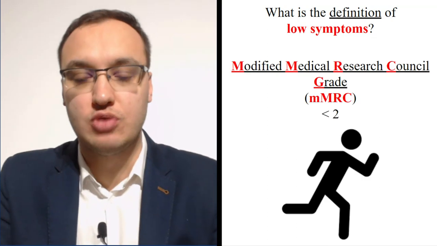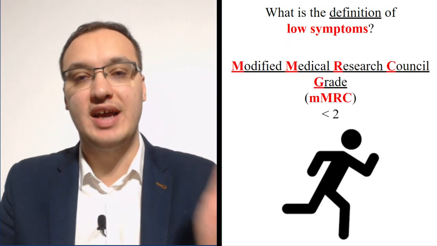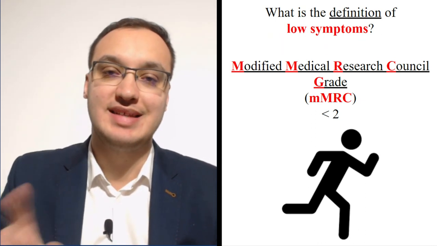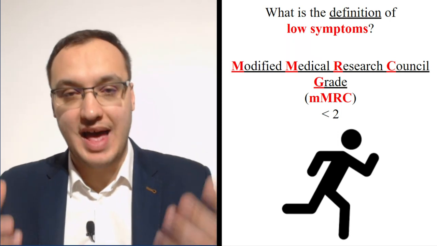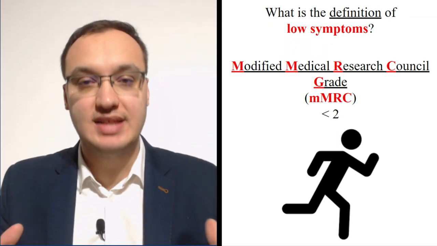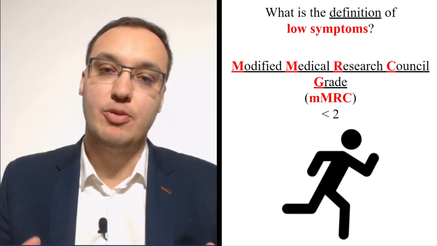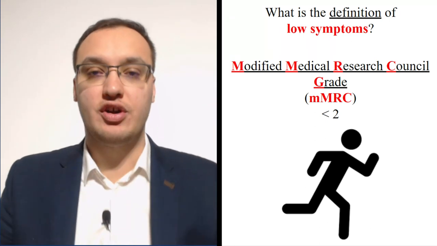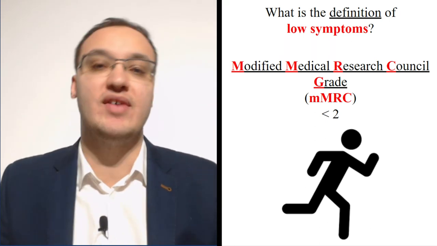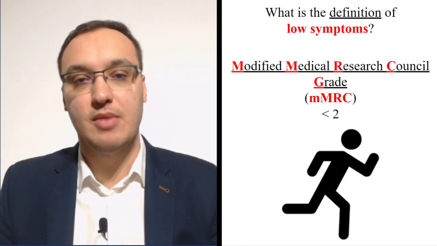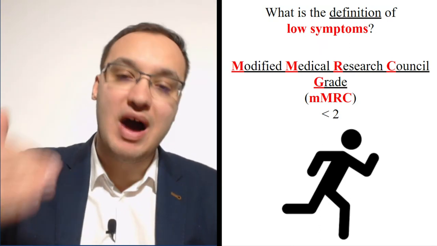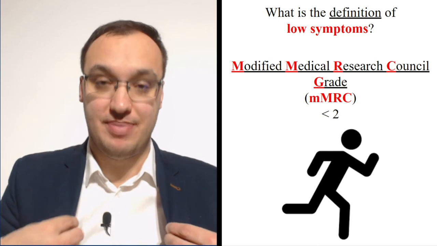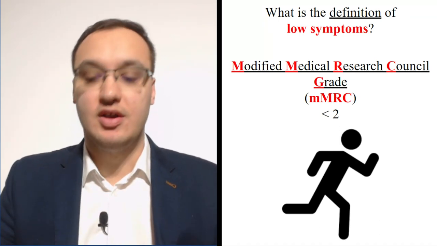The definition of low symptoms just means that we have a modified Medical Research Council grade, abbreviated as mMRC, and this is less than 2. That means we will have low symptoms, which means this patient who has COPD can do strenuous activity, he can walk uphill, so he can walk quickly, he can exercise, he doesn't have any real symptoms. And this is a point which is less than 2. Everything above 2, 3, 4, and so on, these are patients who cannot even dress up. They are getting symptoms just by dressing up.